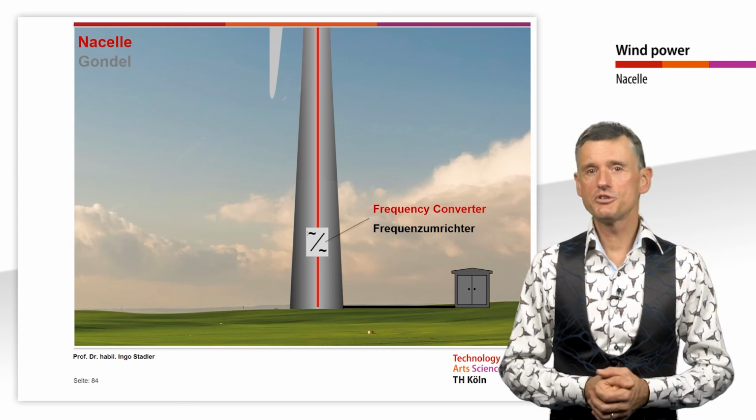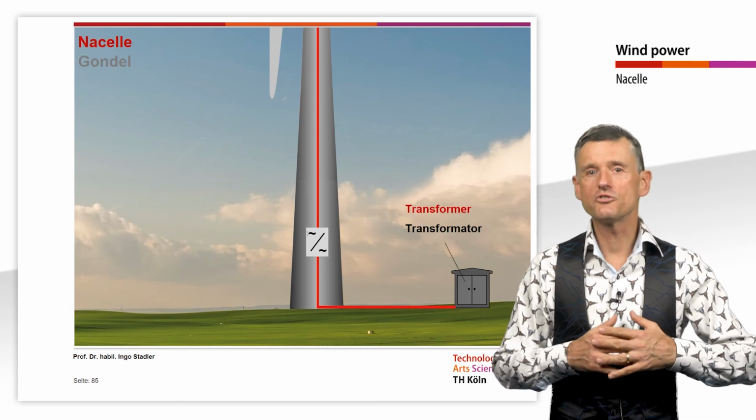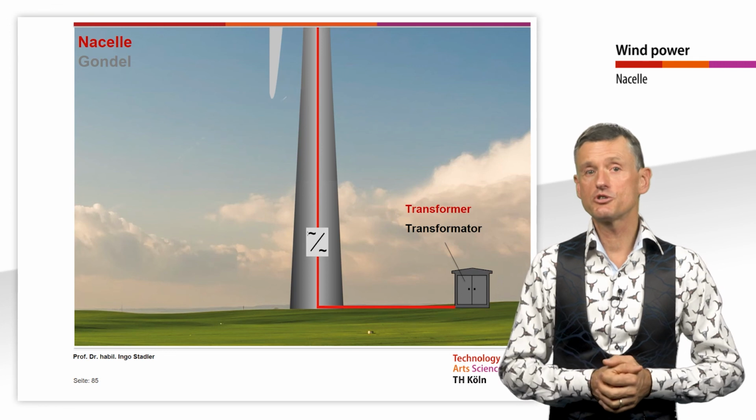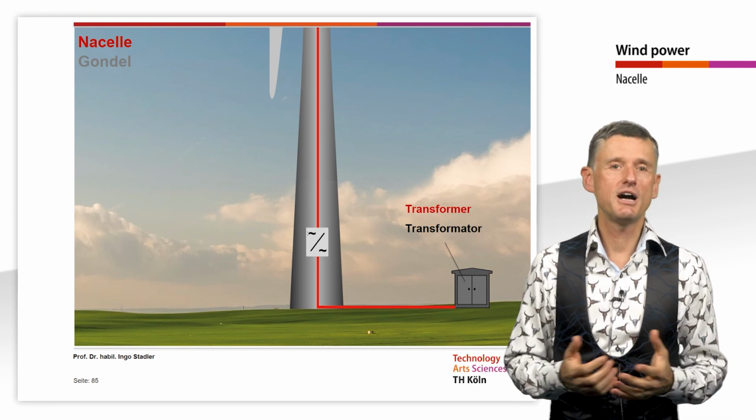For this purpose, the voltage is transformed in a transformer to grid voltage that is usually medium voltage or, in larger wind farms, the high voltage.